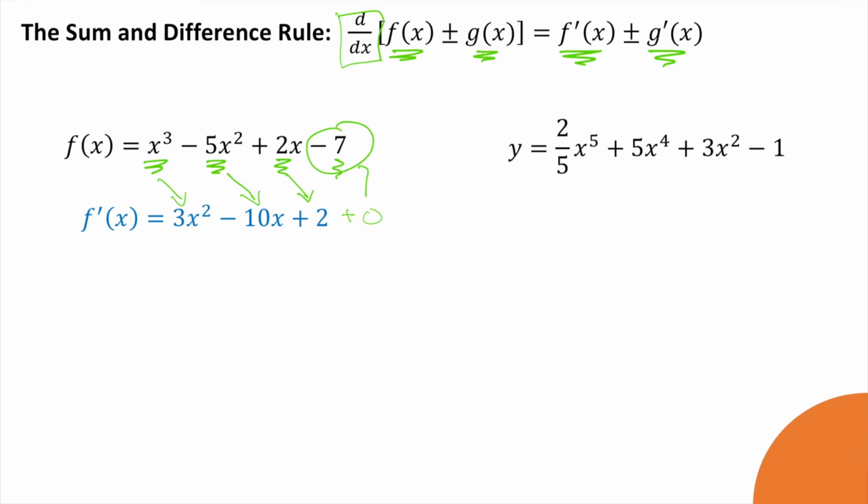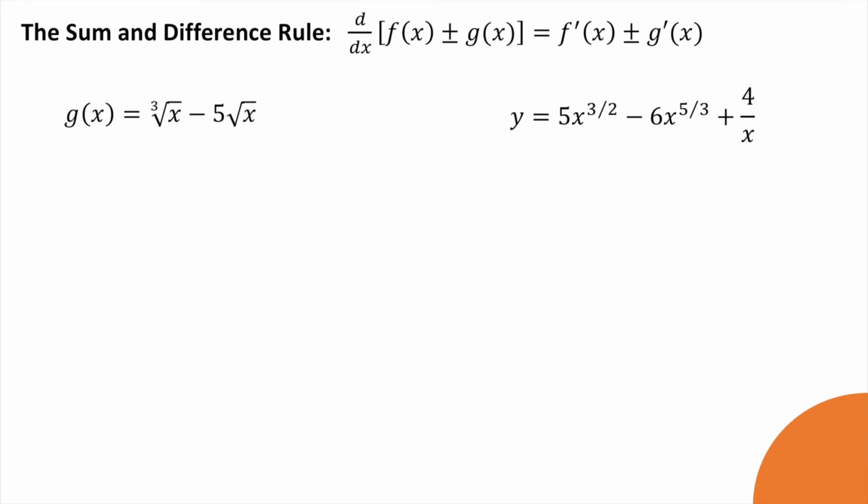So same thing for this next one. You just take the derivative of each of the components separately. 5 times 2/5 is 2. Drop the 5 by 1. 4 times 5 is 20. Drop the 4 by 1. 2 times 3 is 6. Drop the 2 by 1. And the derivative of negative 1 is just 0. You don't have to write that.